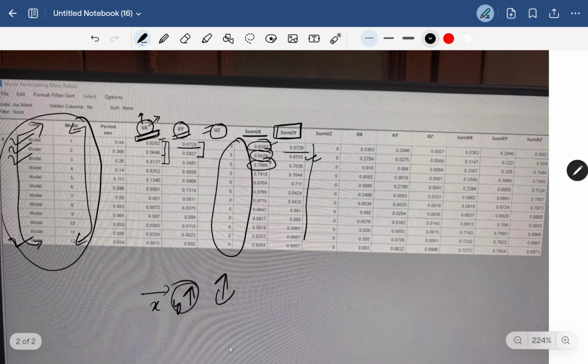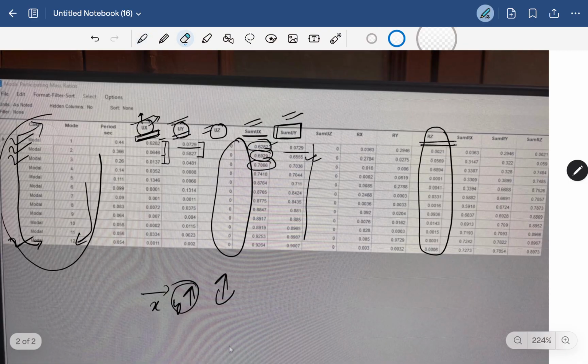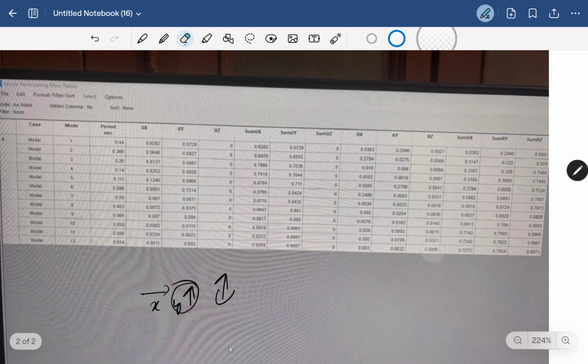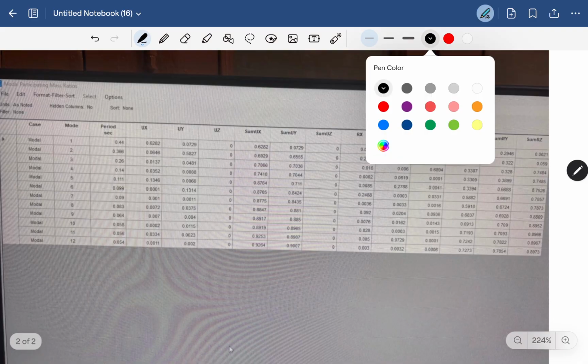Here we also see the Rz value. What is Rz? Rz is the rotation, meaning torsion. So we see the Rz value, the Ux value, Uy value, sum of Ux value and sum of Uy value. So how will we see it? Firstly, in mode 1 we check the rotation of the structure. So always remember one thing in rotation.